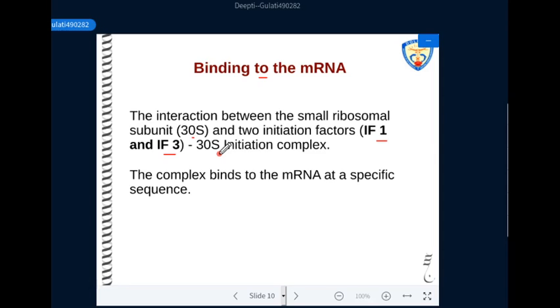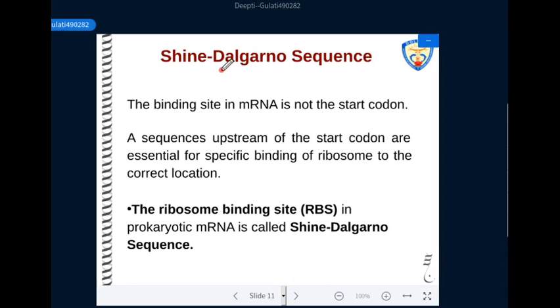This 30S initiation complex then starts finding the messenger RNA and it binds to the messenger RNA at a particular sequence. That sequence is known as the Shine-Dalgarno sequence. So the 30S initiation complex does not bind to the start codon. It does not bind to AUG. It binds to a sequence that is present upstream of the start codon. That sequence in prokaryotes is known as the Shine-Dalgarno sequence. So this is a ribosome binding site for the messenger RNA molecule.